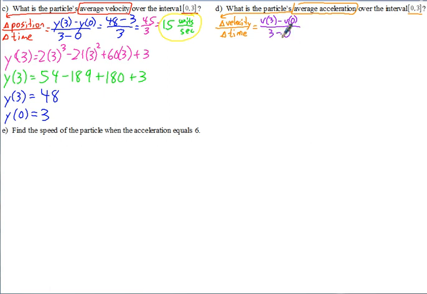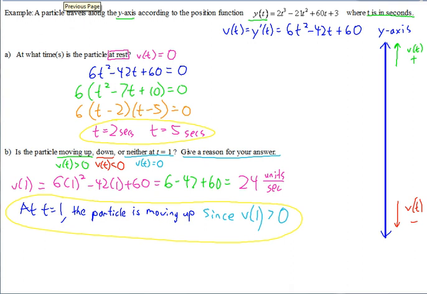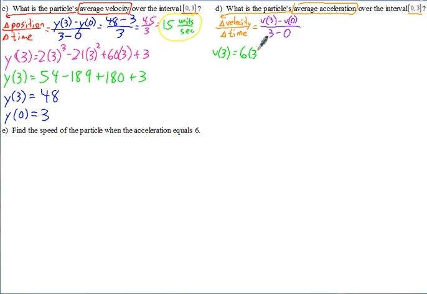So now we need to know what v of 3 is. Let's use our velocity function to calculate that. Remember our velocity function was 6t squared minus 42t plus 60. So 6 times 3 squared minus 42 times 3 plus 60. Go ahead and simplify that. 3 squared is 9 times 6, 54. 3 times 40 is 120, 3 times 2 is 6, so 126. And then 54 and 60 gives you 114. 114 minus 126 is negative 12.